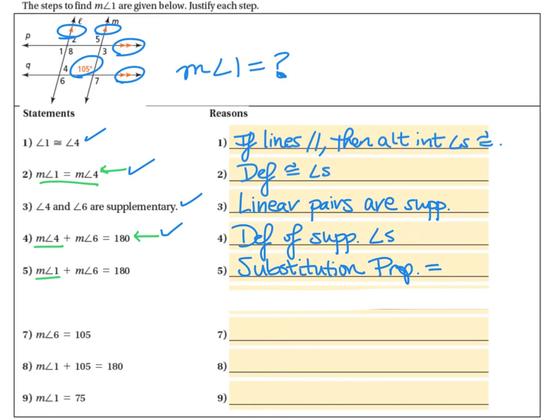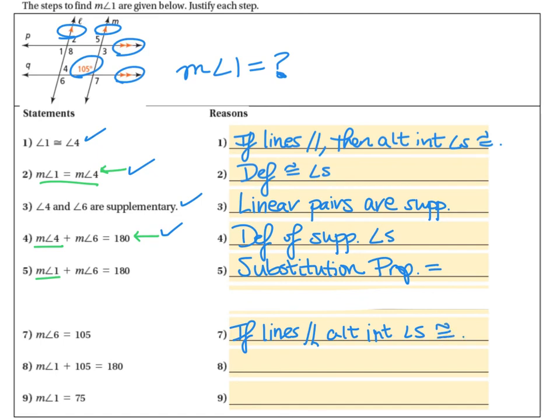Okay, measure of angle 6 is 105. Well, what kind of angles are those? If lines are parallel, then what kind of angles are those? Those are alternate interior. Angle 6 and the 105 are alternate interior angles, so they would be congruent.